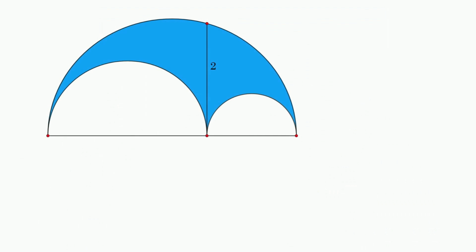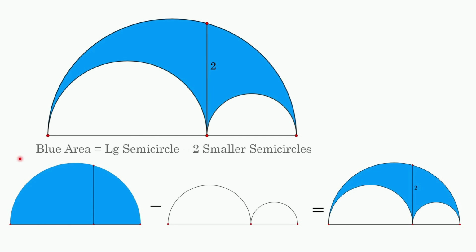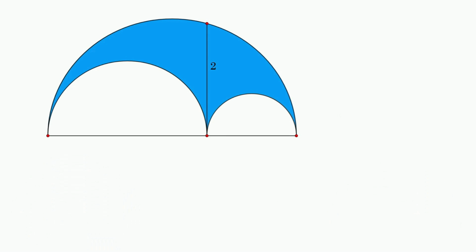I think the best way to start is by breaking down the composite part. If we start with the large semicircle and say the whole thing's blue, and we take away the two smaller semicircles, what we would have is this blue shape on top right here. All right, now let's dive in and label the things that we are going to be using.